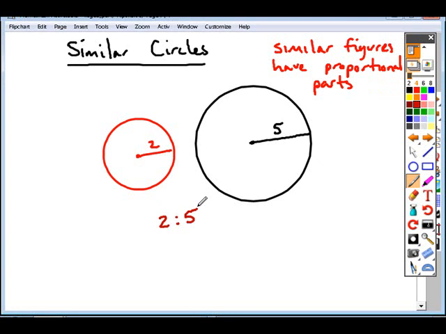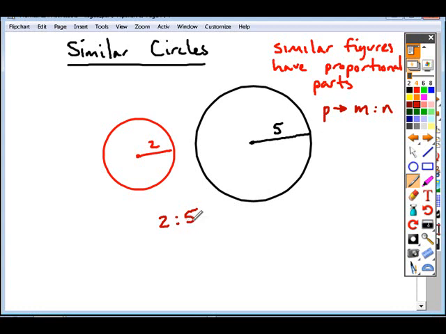Okay, so the way that I represent that is I'll say that the parts have a ratio of m to n. Okay, so every one-dimensional part, so any one-dimensional measurement between these circles is going to have the same ratio, 2 to 5. So what's the ratio of the circumference of this red circle to the circumference of the black circle?